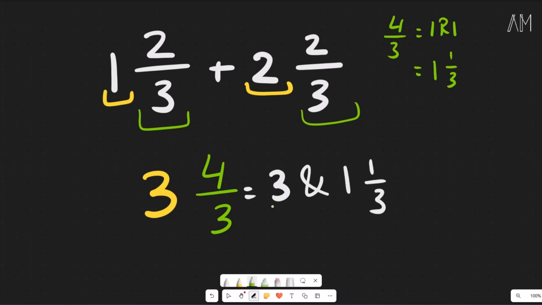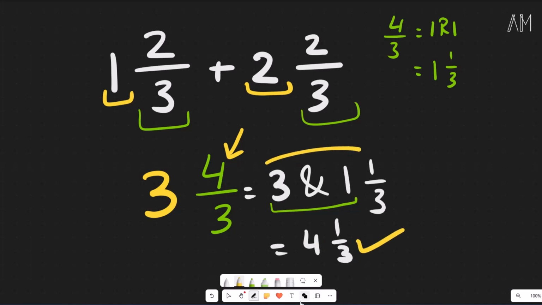All you have to do is simply join the whole numbers. 3 and 1 will give me 4, and the final answer will be 4 and 1 over 3. So it's just like the normal addition. All you have to do is add the whole numbers alone, fractions alone, and in case you got an improper fraction, you turn it into a mixed number, join the whole numbers together, and you will find the final answer.